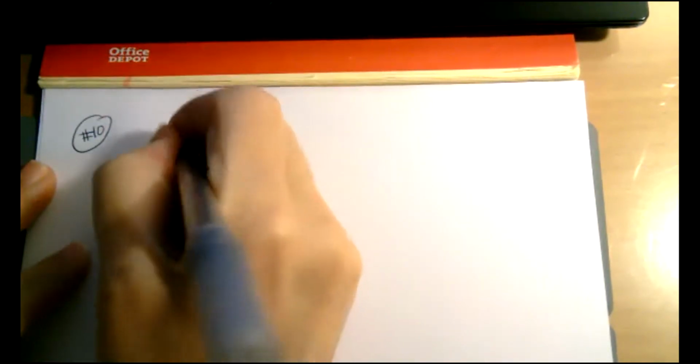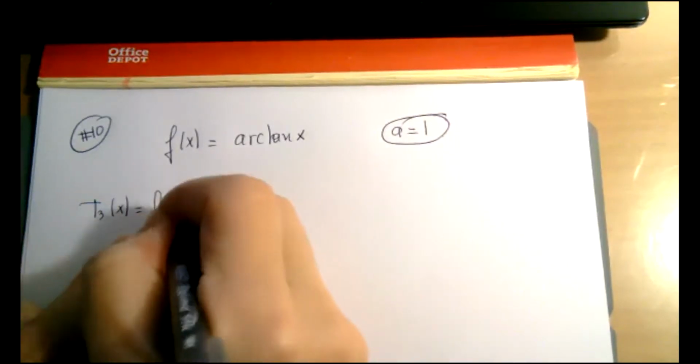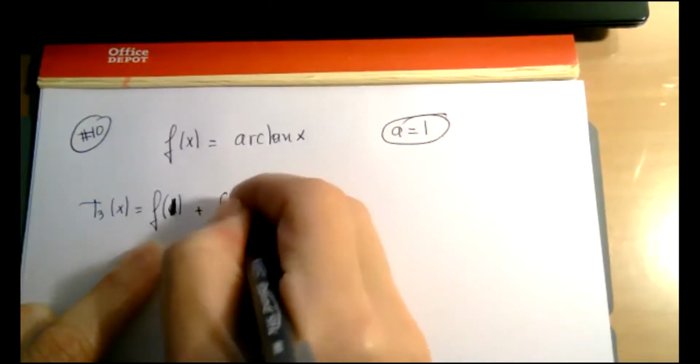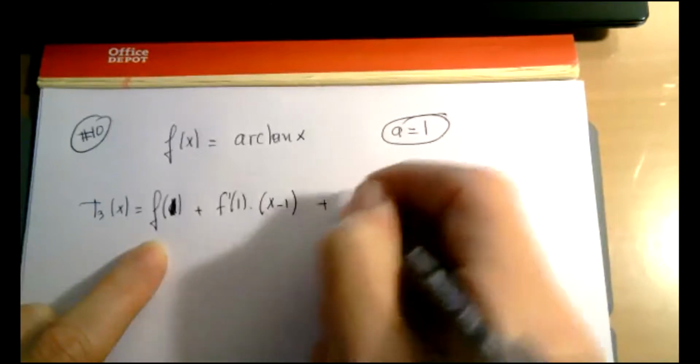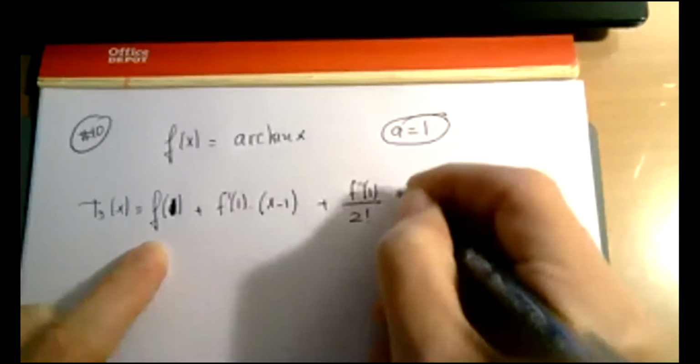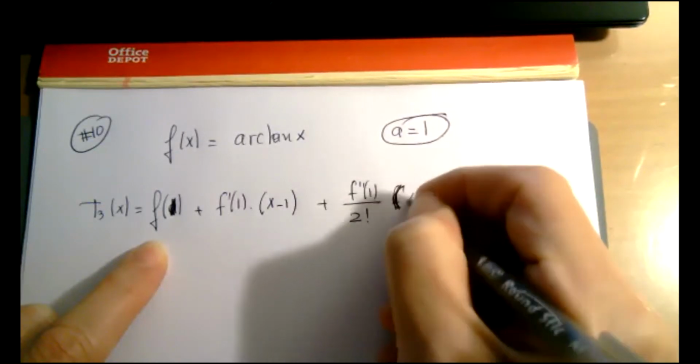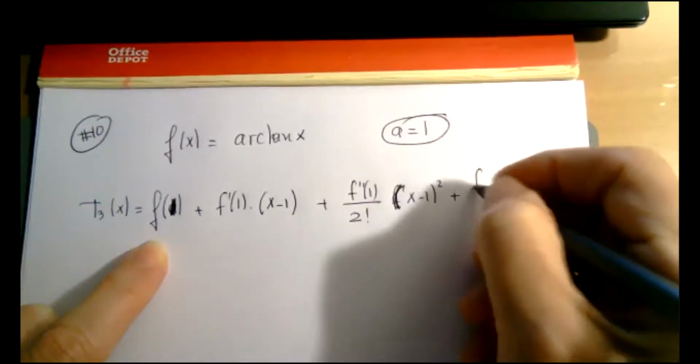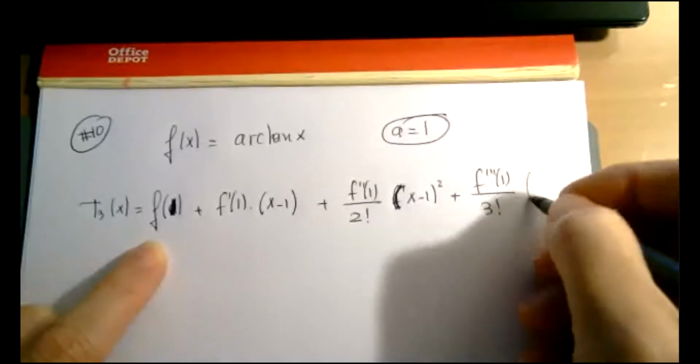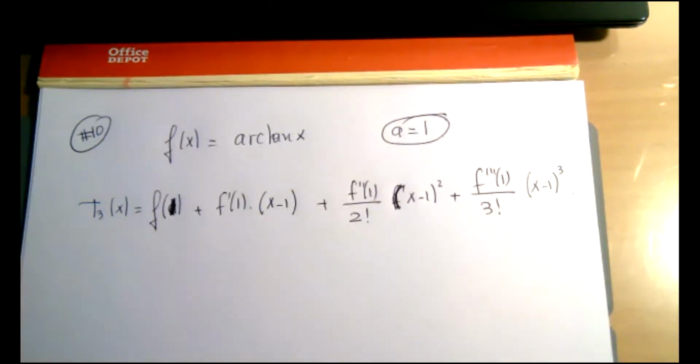So we have the function f of x equals arctangent x, and they want us to find the third degree Taylor polynomial at a equals 1. For the third degree Taylor polynomial, we always write the formula. a equals 1 means we have to evaluate the function at 1. So this is f of 1, plus the derivative times x minus 1, plus the second derivative over 2 factorial times x minus 1 squared, plus finally the third derivative at 1 over 3 factorial times x minus 1 to the power 3. So that's the third degree Taylor polynomial.